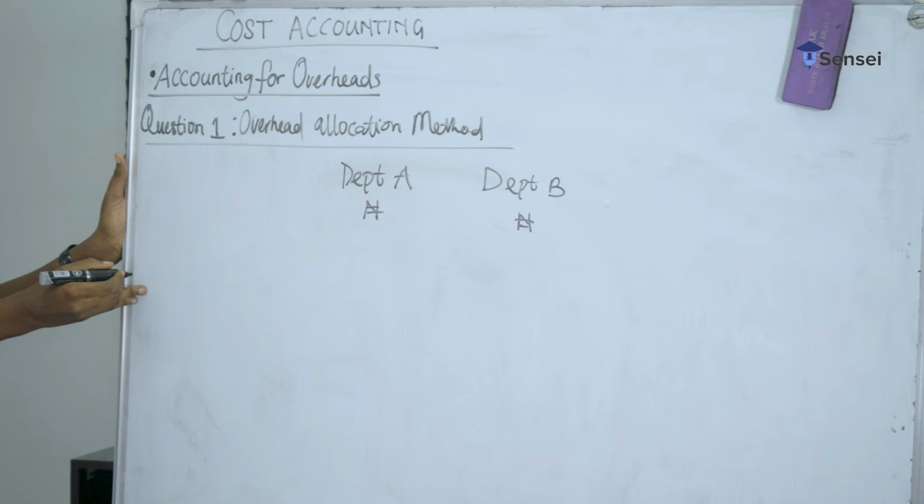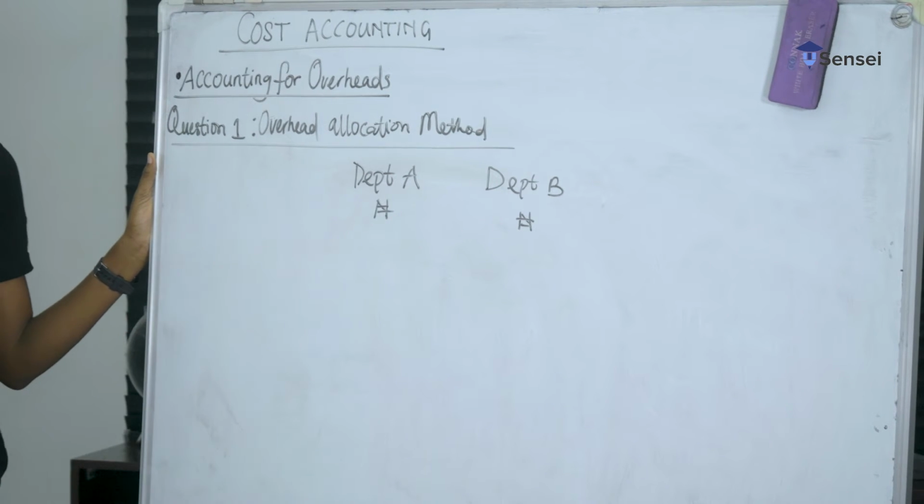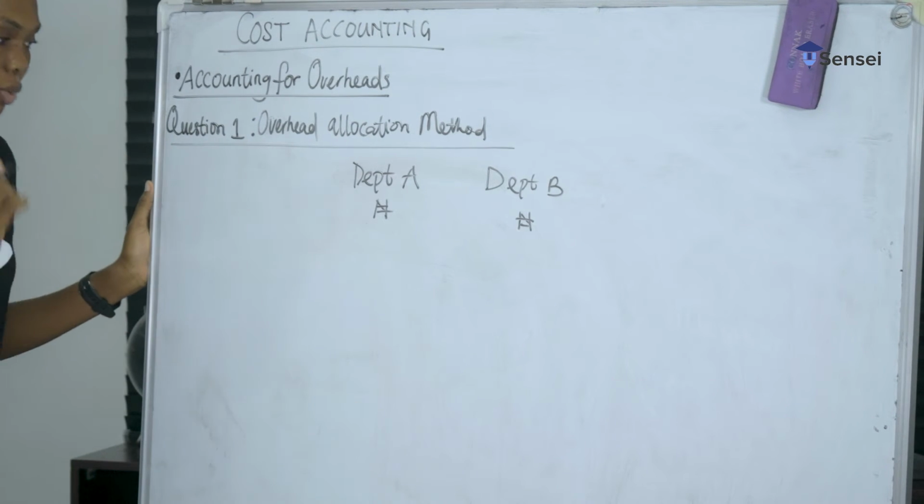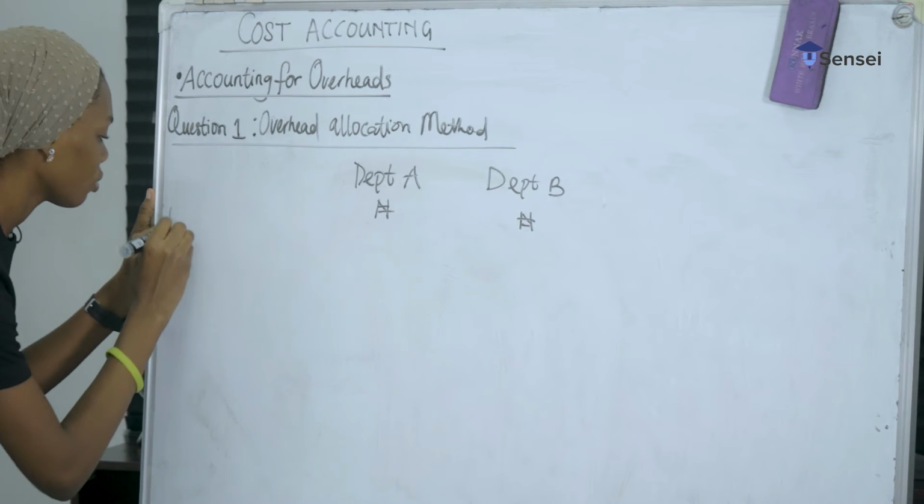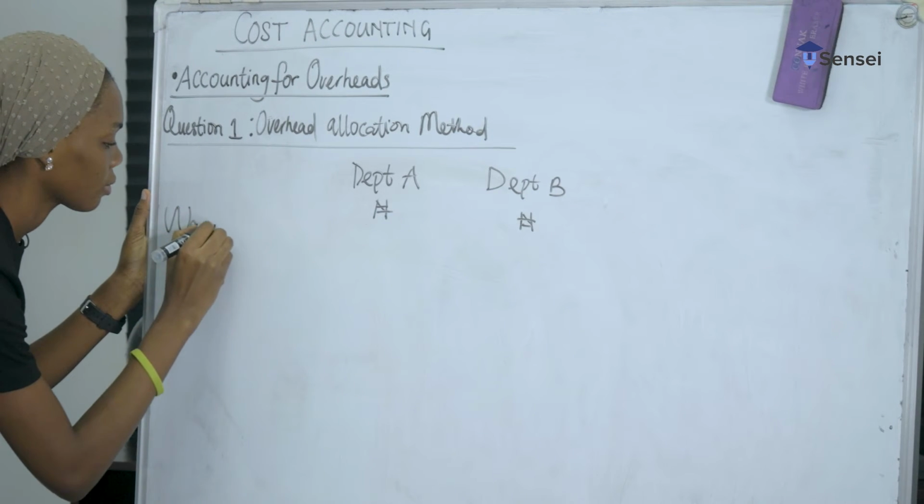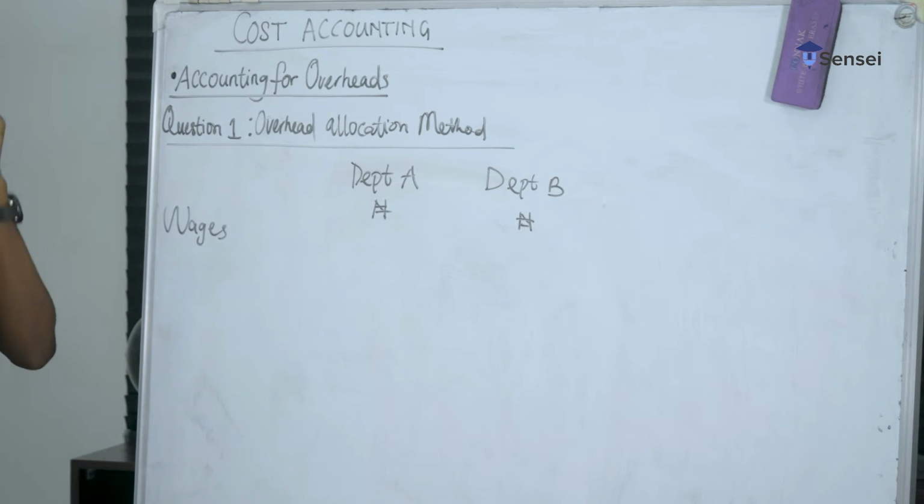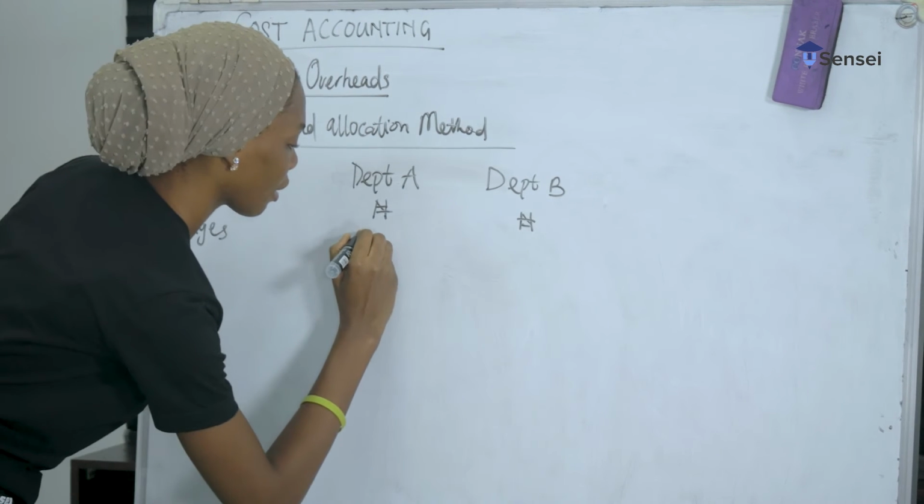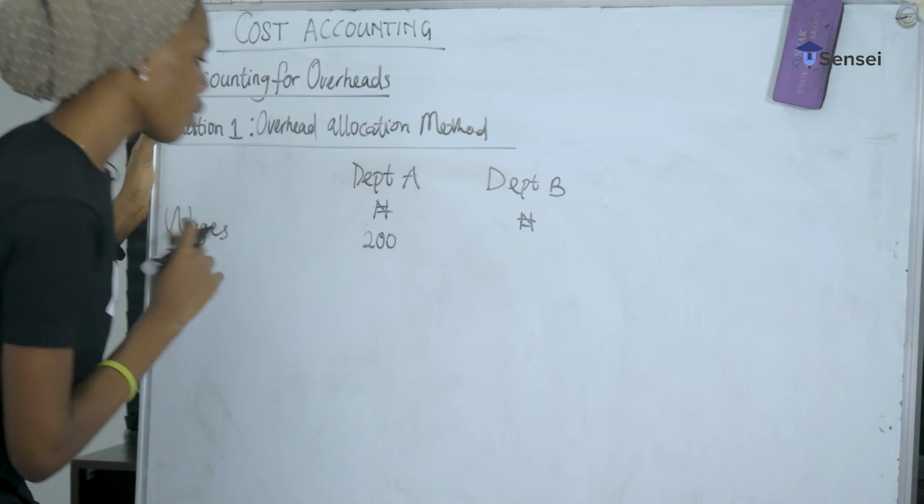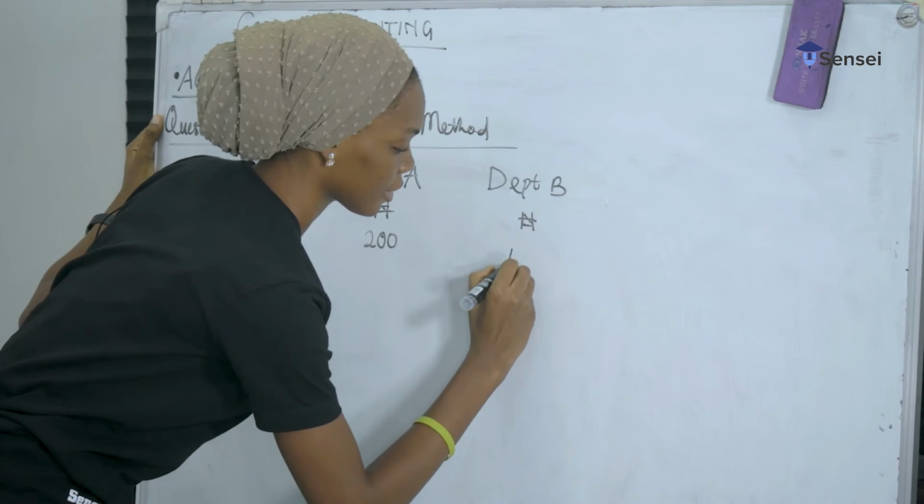So the first item in the question given is the wages. So we have wages. For Department A, the wages in the question is 200 naira, so we'll put down here 200 naira, while the wages for Department B is 150 naira.